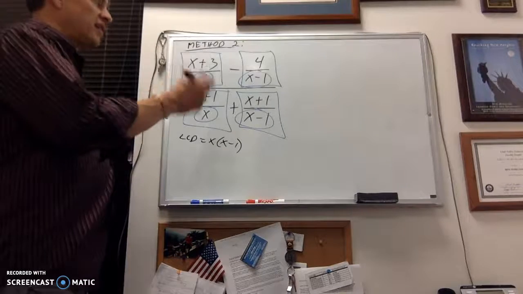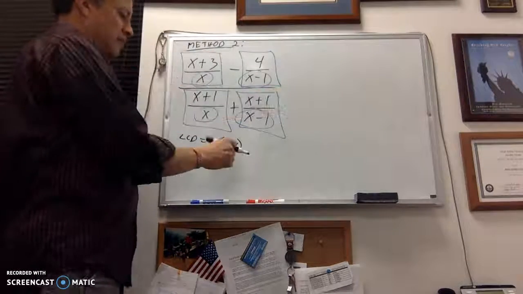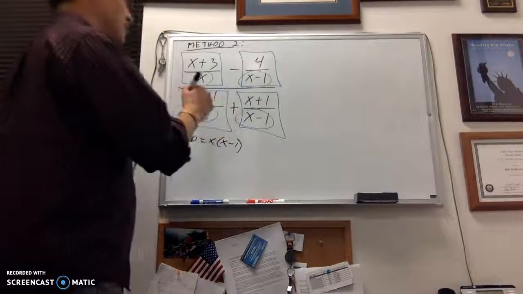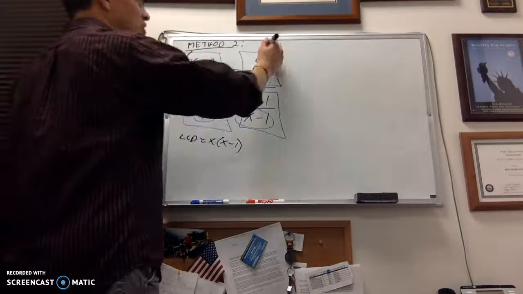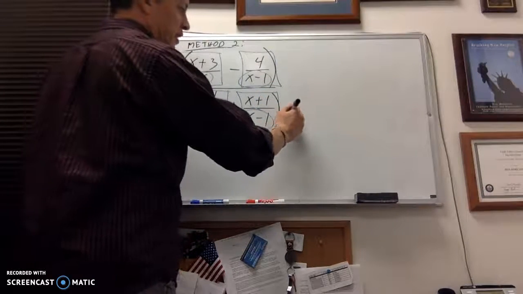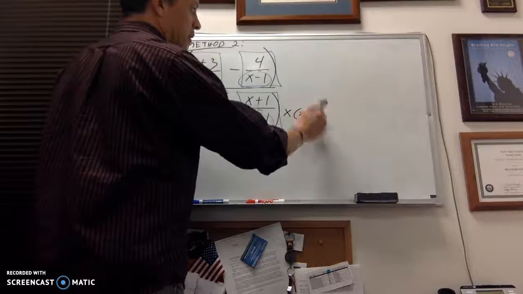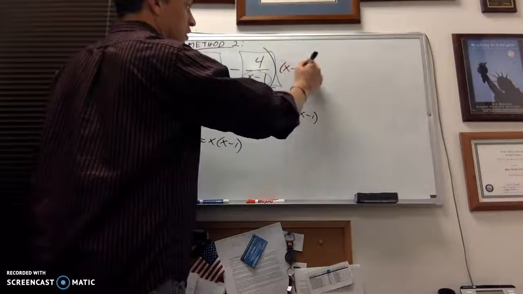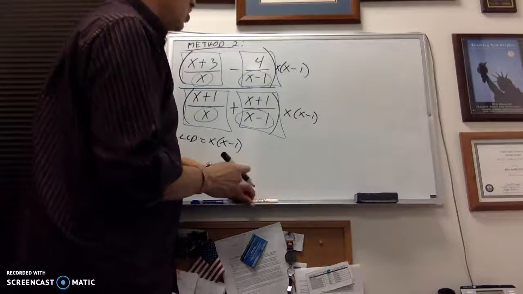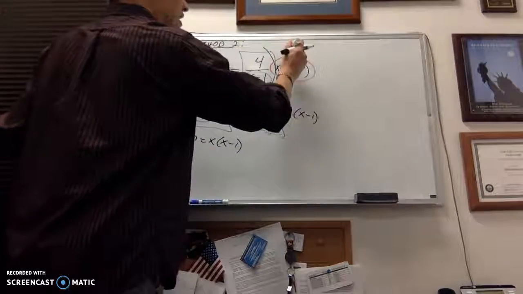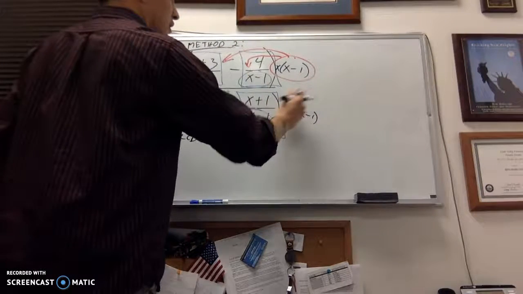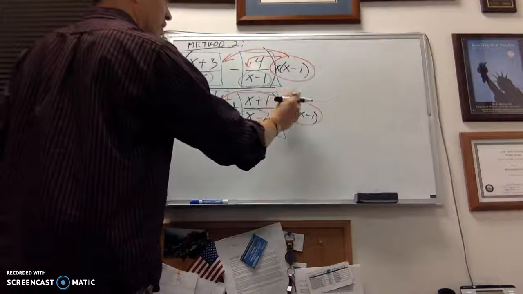was what I ended up doing was I multiplied each little fraction by that LCD. But let me explain in this one why it works the way it does, okay? So what you do to the numerator, you would do to the denominator, right? So if you multiply the numerator and denominator by x times the x minus 1, what you're doing is you're distributing that x times x minus 1 into the parentheses, right?